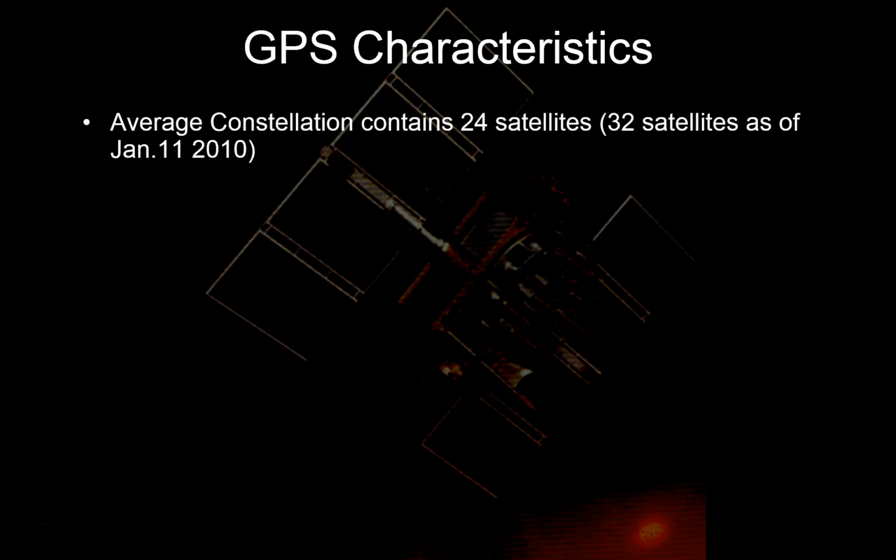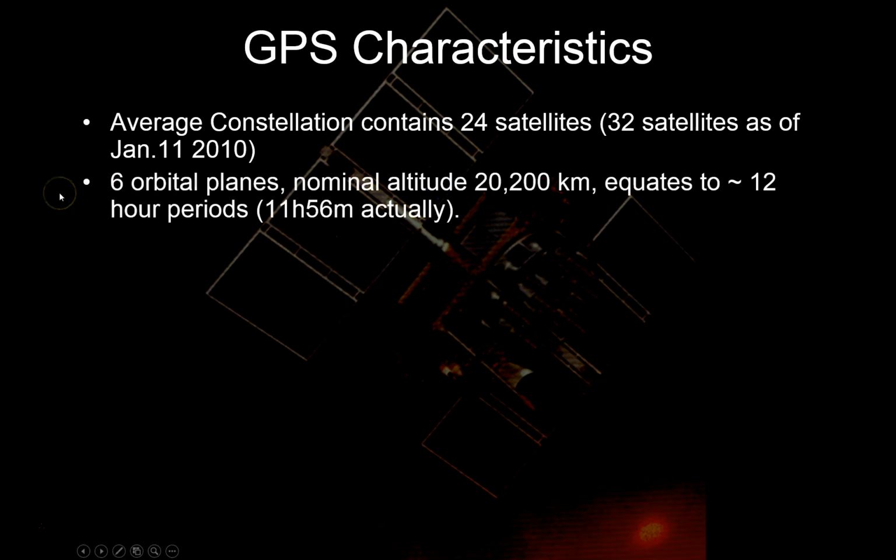So GPS characteristics: the constellation was designed for 24 satellites. I haven't updated this slide in a little while, but we can look at this more closely for what it is today in 2015. I think it's probably around 30 to 31. I don't think it's still currently at 32 satellites, but they're launching new satellites and decommissioning satellites all the time. So it's going to be right around 30 satellites that are currently in orbit and we can utilize.